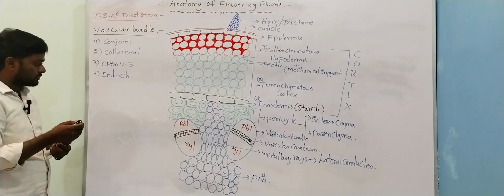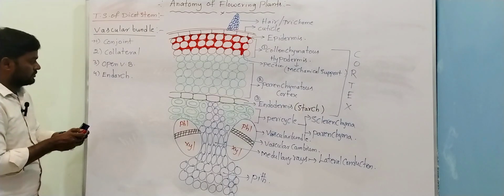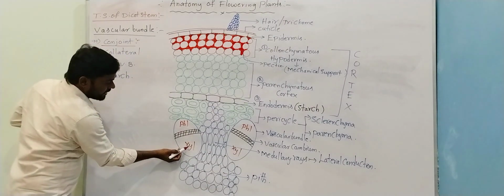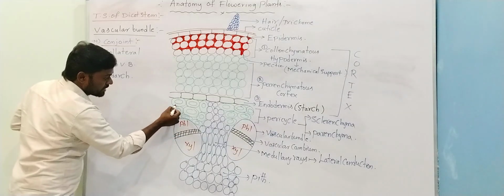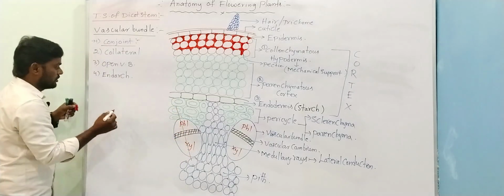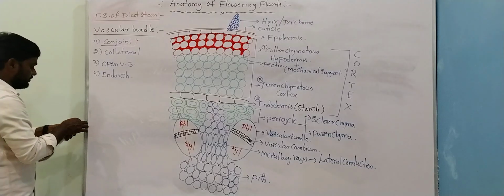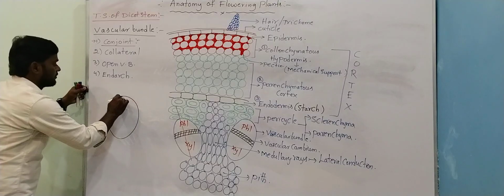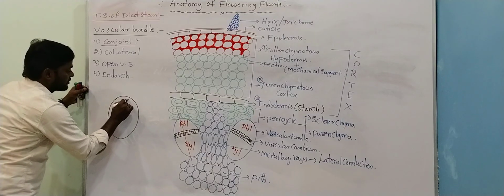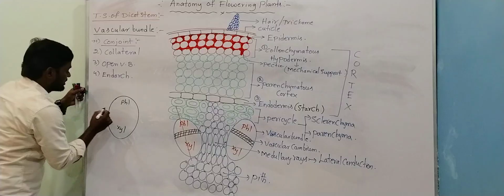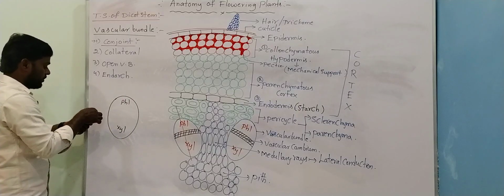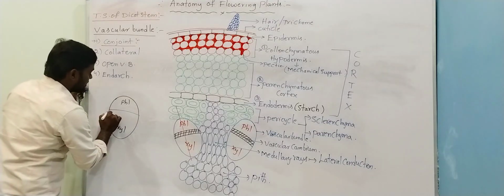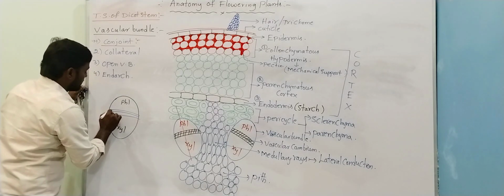The first one. So what is conjoint? Conjoint means the xylem and phloem are arranged in the same radius. So I will show it here with a diagram. So this is a vascular bundle. Phloem is towards the outside, xylem towards the inner side. Between this phloem and xylem, the vascular cambium is present. So it is a cambium strip.